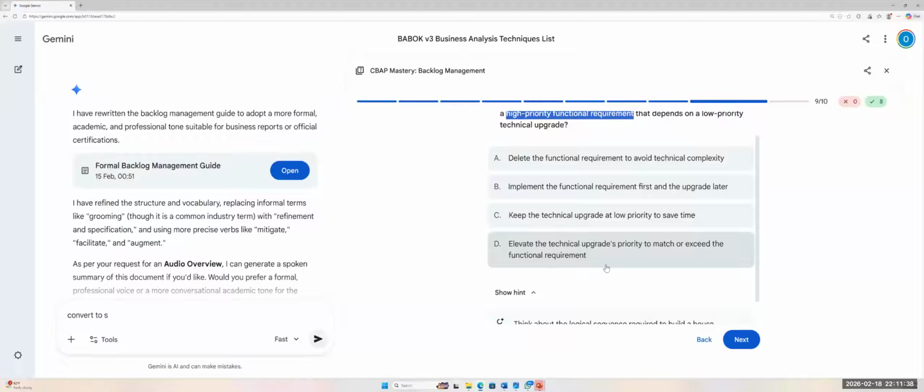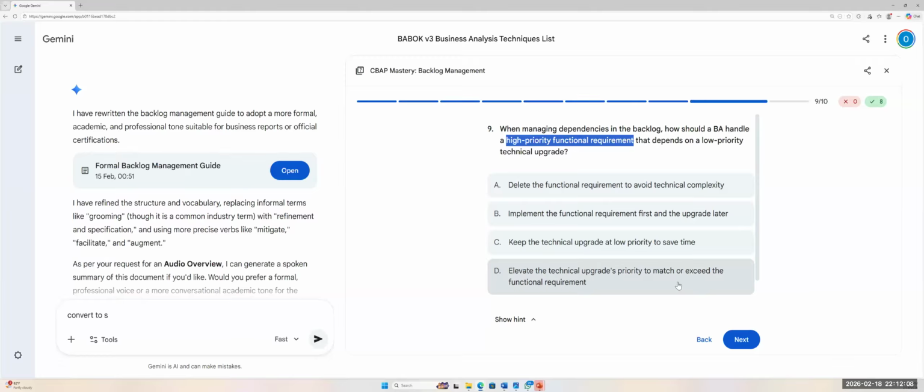Yeah, look at this option. In this case, if we're going to use foundation before roof, that low priority technical upgrade that the high priority functional requirement is dependent on can be considered the foundation. If you overlook that low priority technical upgrade and just go straight to the high priority one, with time you are going to see the effect of that.